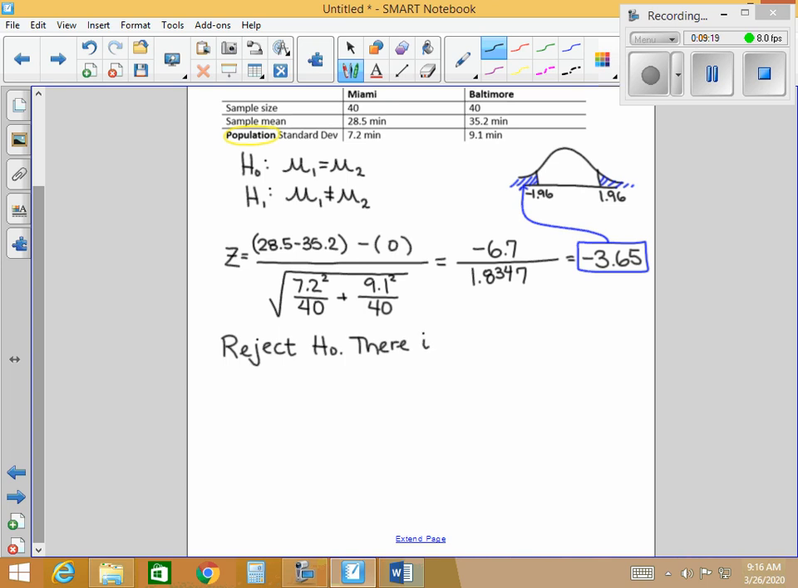Okay, what I have figured out is there's enough evidence to support the claim that the commuting times are different between the two communities.